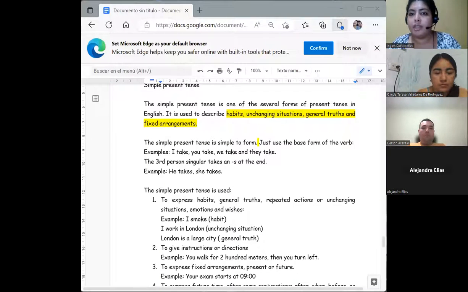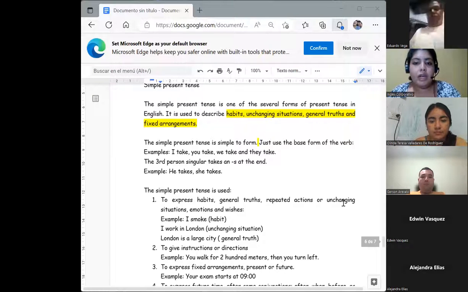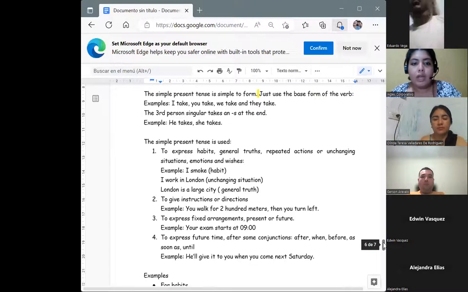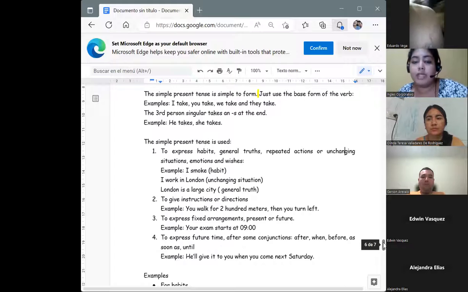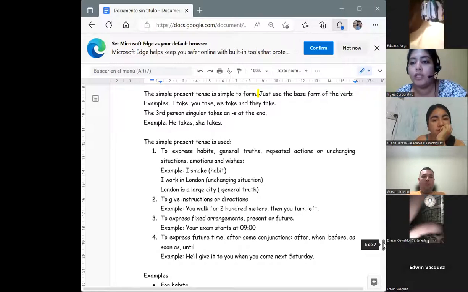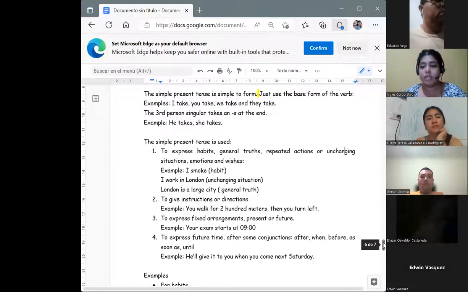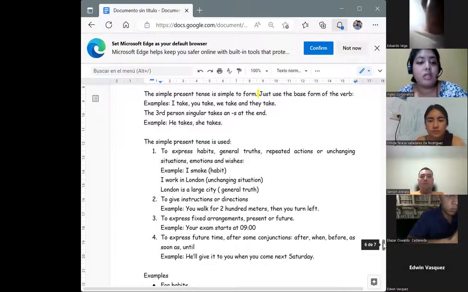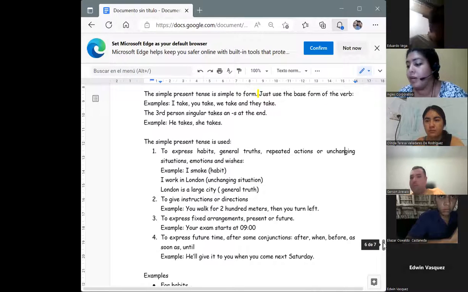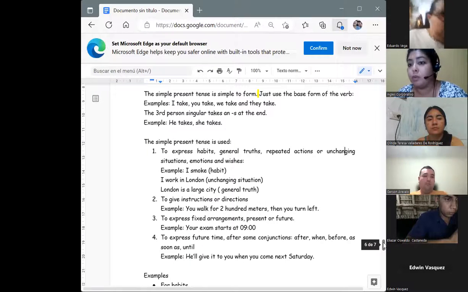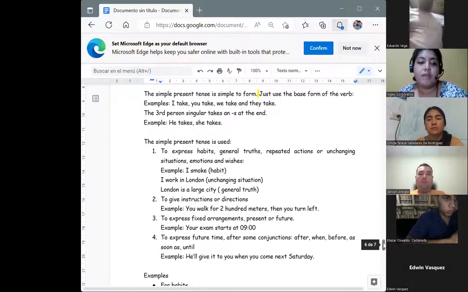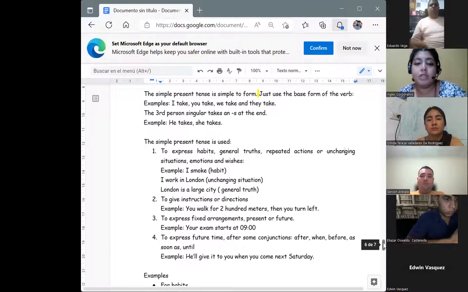So, these are the things that we were learning yesterday. And in this case, we were talking about the uses of the simple present. ¿Cuáles fueron los usos o cuáles eran los usos que estuvimos viendo el día de ayer? In this case, we have four different uses. The number one is to express habits, general truths, repeated action, or unchanging situations. We were also talking about how to give instructions or directions using the simple present. Number three, in this case, we were talking about how to express a fixed arrangement, present or future. And in the number four, how to express future time after some conjunctions.